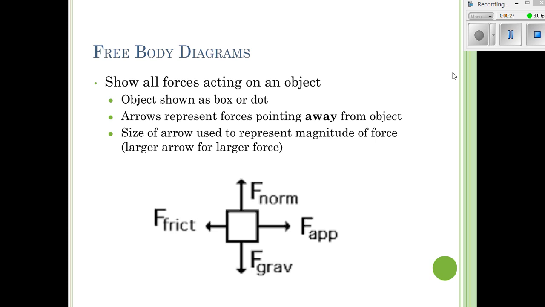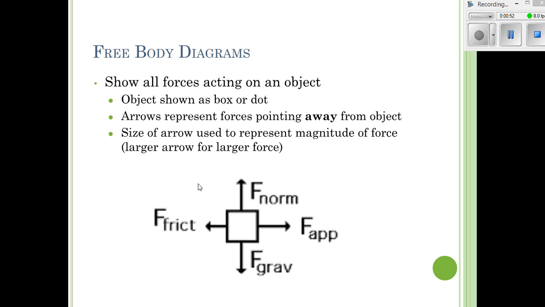And we draw that object as either a box or a dot, simply to make it simple because not everyone's a good artist and some of the objects can be really complex, and it just makes it much easier to observe those objects as boxes or dots. Arrows represent forces pointing away from the object, and the size of the arrow is used to represent the magnitude of the force. So a larger arrow is for a larger force.